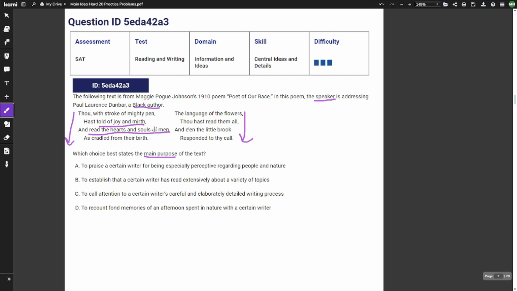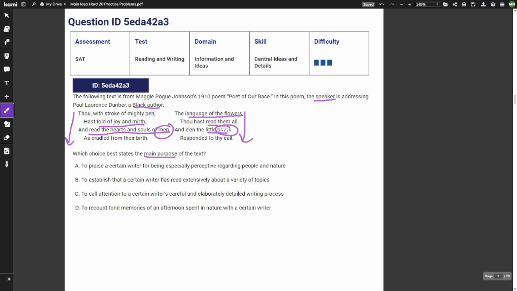And then to add on to that, it also talks about how he's read the language of flowers. So he didn't really read the language of flowers, but it talks about how he understands nature. And that he understands nature a lot, even to the point that a little book responded to his call. So he's getting busy with people here, and he's also getting busy with nature as well. Like, dang, he's super understanding of people and nature.